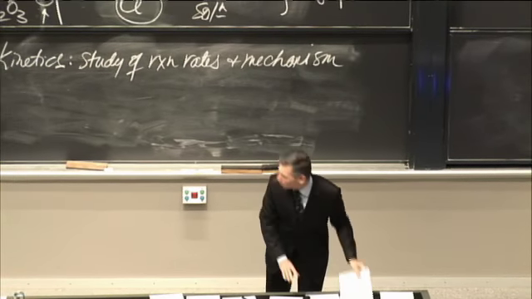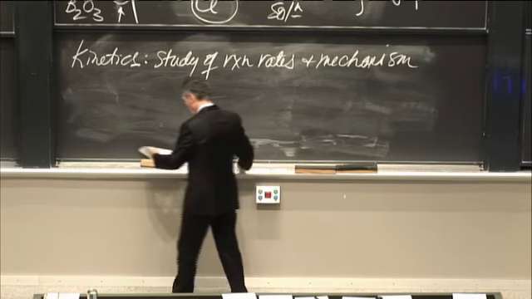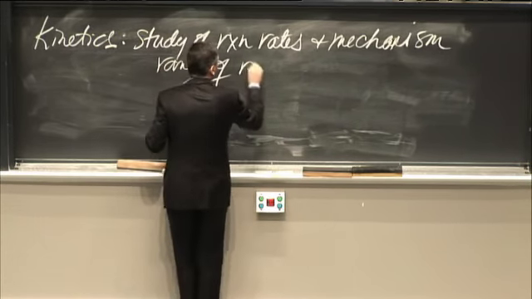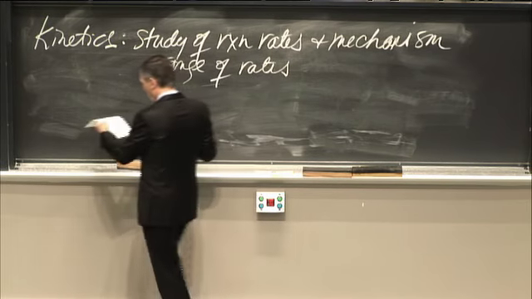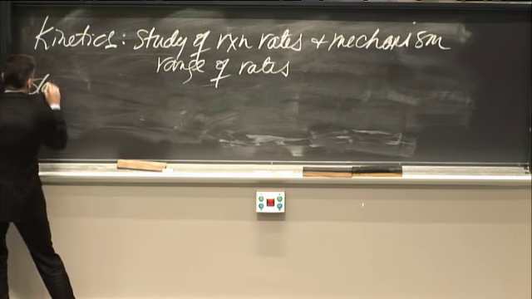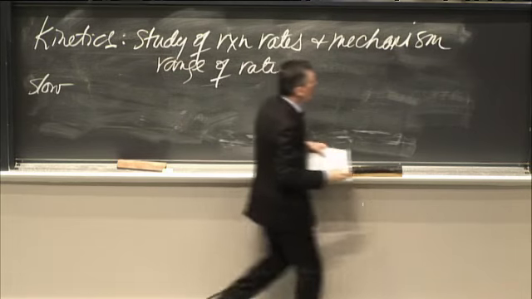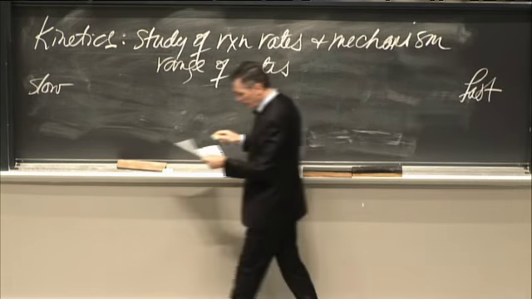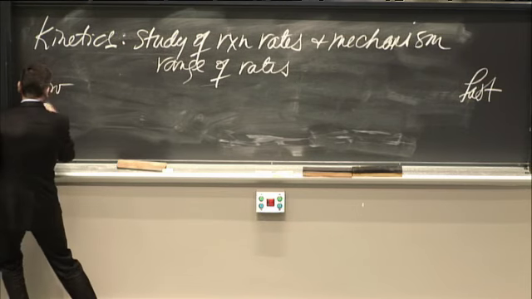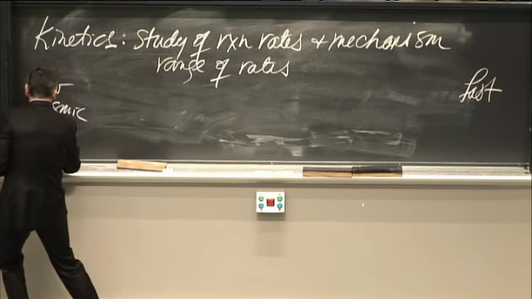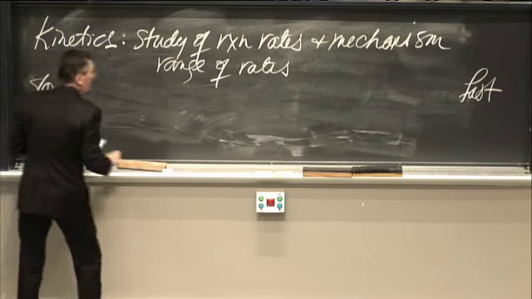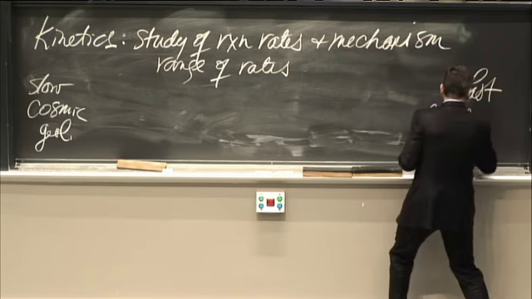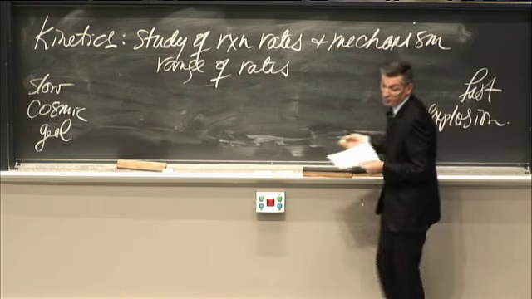And there's a huge range in reaction rates. At one end, you have very, very slow, and way over here, you have very, very fast. On the slow end, you have stuff that's of cosmic scale, geological. And over here, what do we have? We have explosions.